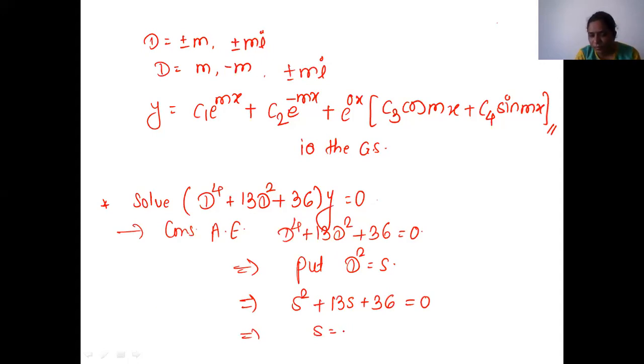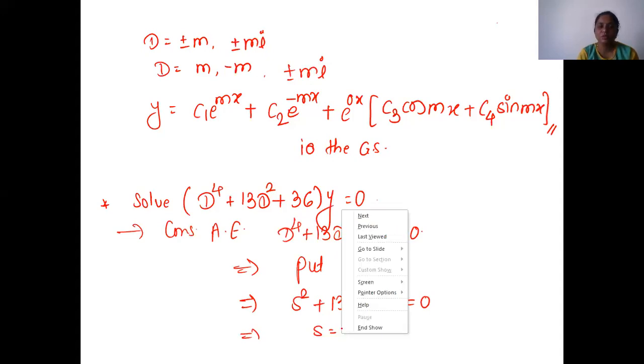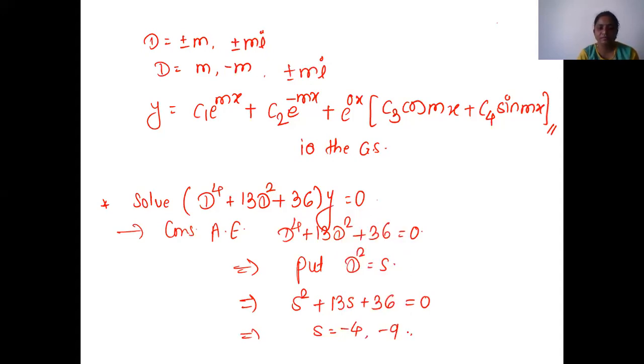Minus 4 and minus 9. Correct. But S is what? D square. Write it back. D square is minus 4 and D square is minus 9. Right? Take it to the left hand side, both the numbers. So D square plus 4 is 0.